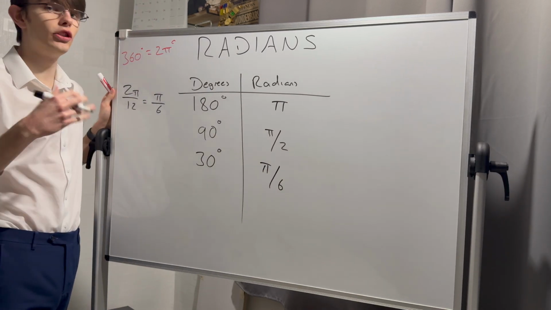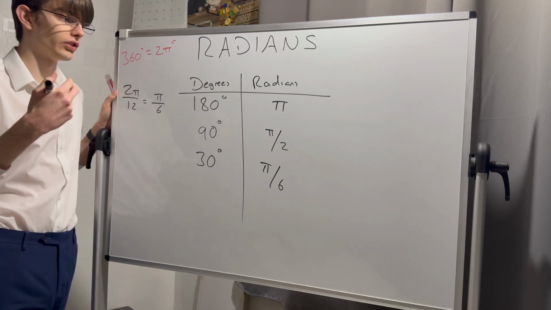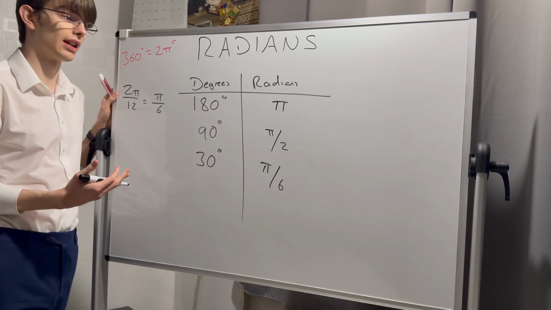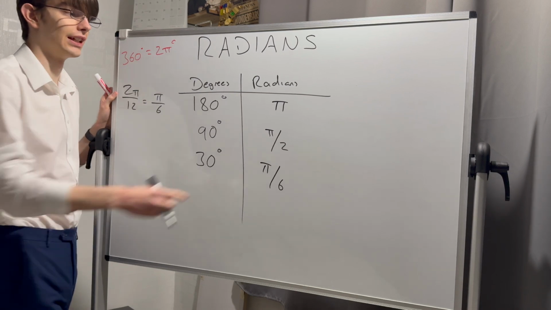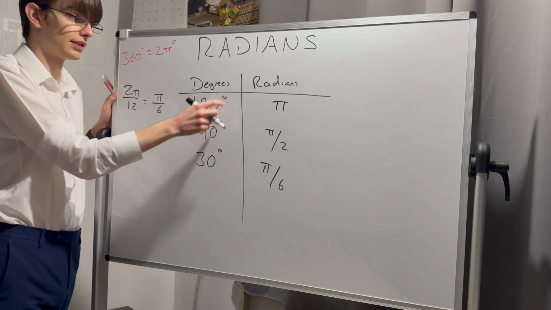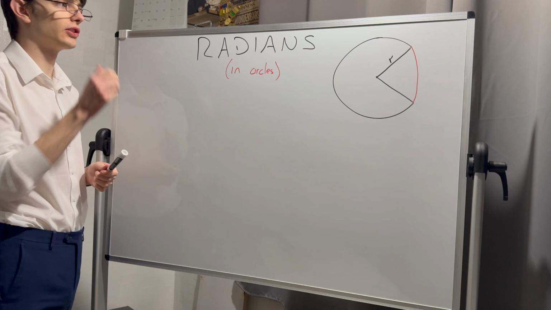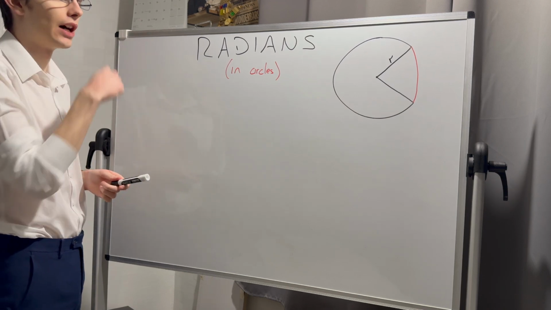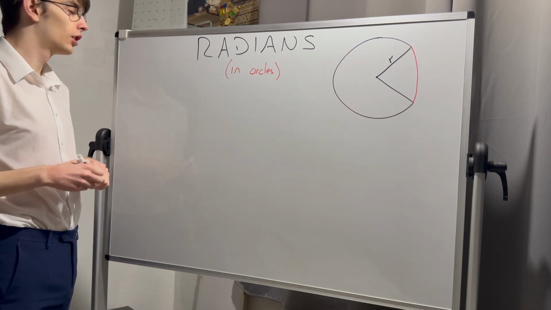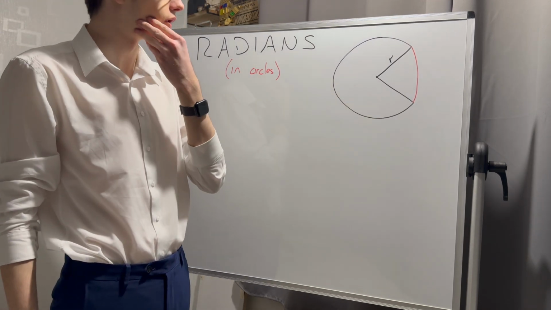So we need to get used to seeing this, both in trigonometric functions, graphs, circles, basic angle calculations. We need to get used to seeing a lot of pi's popping up all over the place instead of these degrees. Okay, now let's have a look at some examples of where radians can make our life a little bit easier.